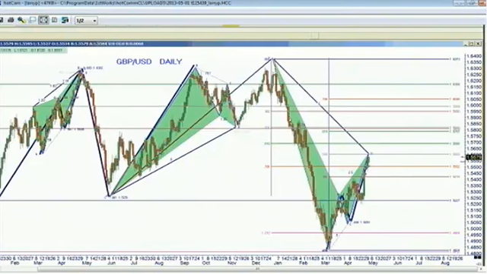The key thing to watch in the stock market is this 1580 level. And if it goes below that in the S&P, it'll probably go lower.